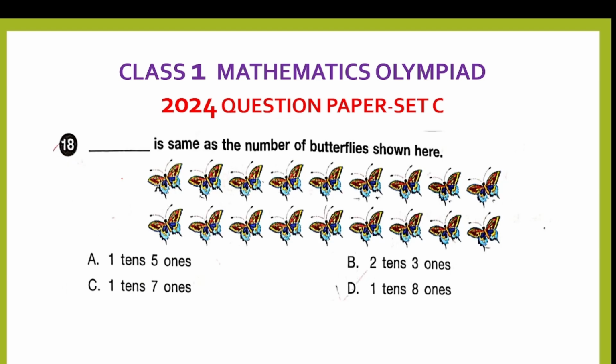Next question. Dash dash is the same as the number of butterflies shown here. So let's find the number. 1, 2, 3, 4, 5, 6, 7, 8, 9, 10, 11, 12, 13, 14, 15, 16, 17, 18. So there are 18 butterflies. We can write 18 as 1 tens and 8 ones, which is in option D. Therefore option D is the correct answer for the given question.